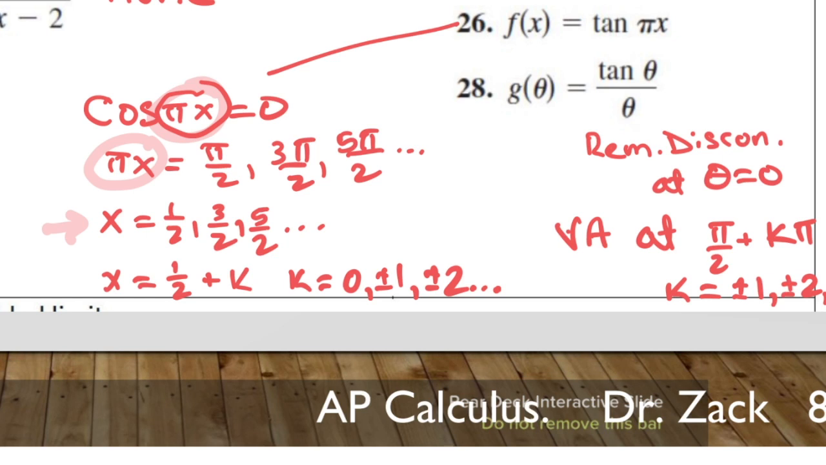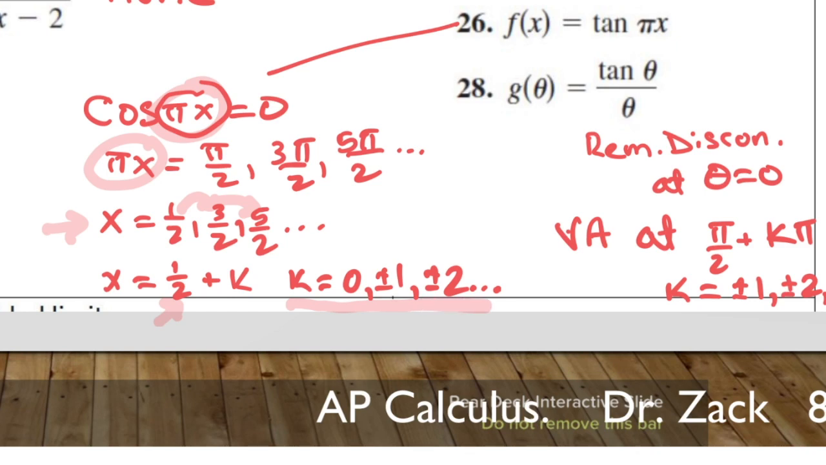Once you've established a pattern, notice that these are all increasing by 1 as we go forward. We write 1/2 plus k. You can also use the variable n. It's generally k or n, where k is equal to 0, plus or minus 1, plus or minus 2.